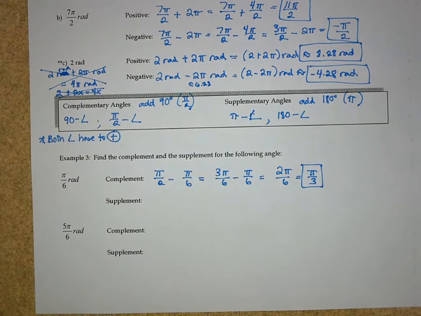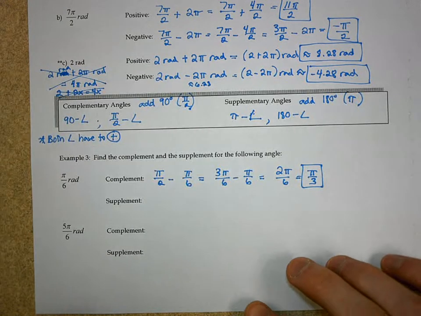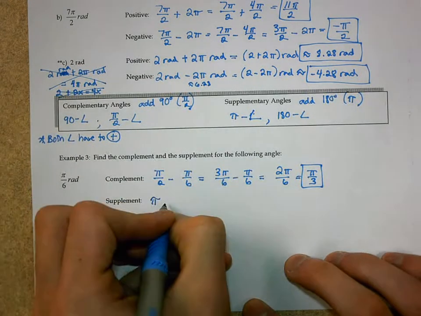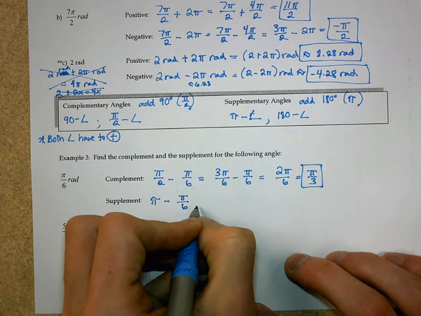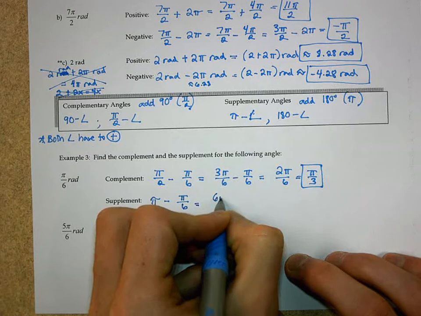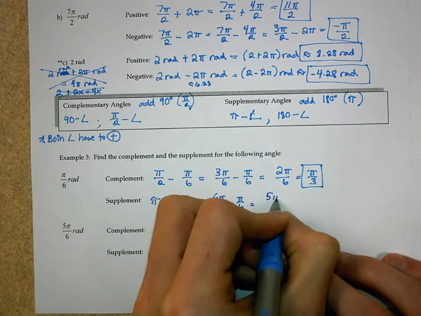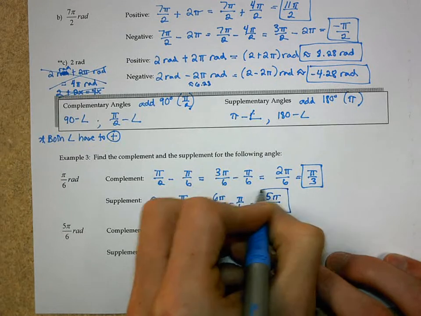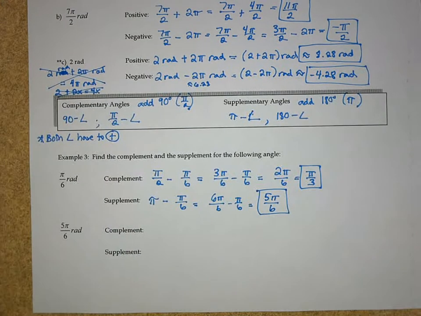For the supplementary angle, I need to find the angle measurement that gives me 180, or pi, when I add the two together. So if I've got pi total, and I already have a pi over 6, find a common denominator there, and I end up with 5 pi over 6. So 5 pi over 6 and pi over 6 are going to form our supplement.